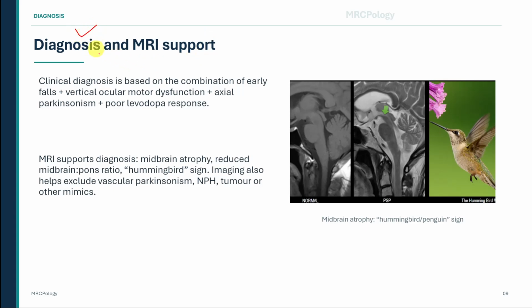The key clinical pattern is early falls, vertical ocular motor dysfunction, axial Parkinsonism, and poor response to levodopa. MRI can support the diagnosis. Midbrain atrophy may produce the classic hummingbird or penguin sign, where the atrophic midbrain resembles the head and beak of a hummingbird on sagittal imaging. The MRI is supportive, not the whole diagnosis. It also helps exclude mimics such as vascular Parkinsonism, normal pressure hydrocephalus, tumor, or other structural causes.